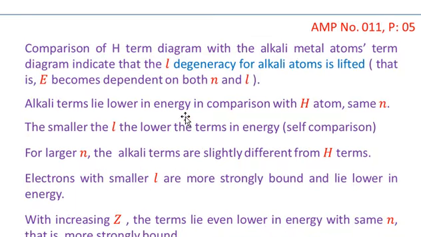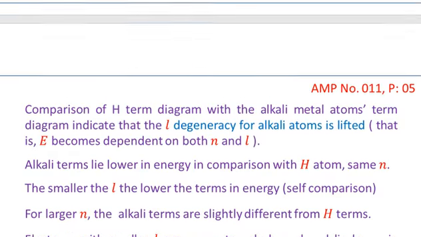The comparison of the hydrogen term diagram with the alkali metal atoms' term diagram indicates that the L degeneracy for the alkali atoms is lifted. That is, the energy becomes dependent on both the principal quantum number and the orbital quantum number. As I have explained, alkali terms lie lower in energy in comparison with the hydrogen atom with the same principal quantum number. This is what you can confirm.